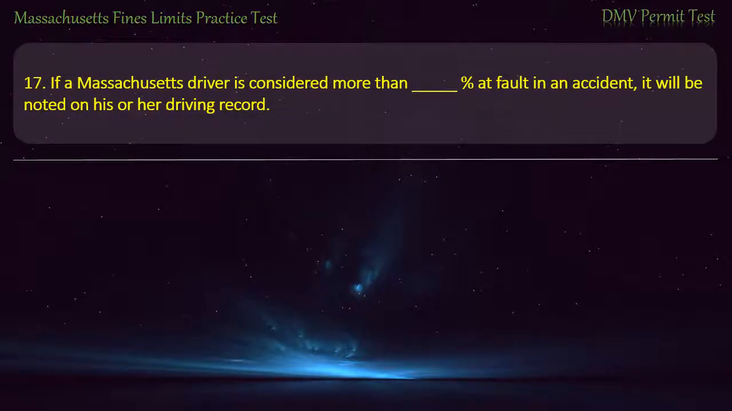Question 17. If a Massachusetts driver is considered more than percent at fault in an accident, it will be noted on his or her driving record. 25, 75, 50, 90. Answer: 50.